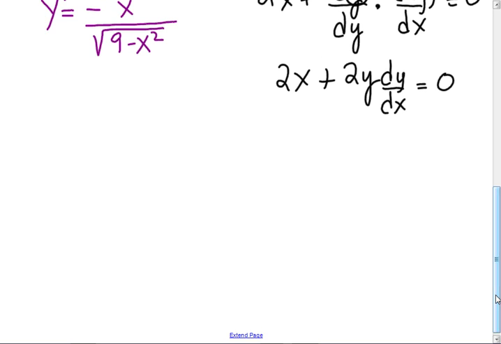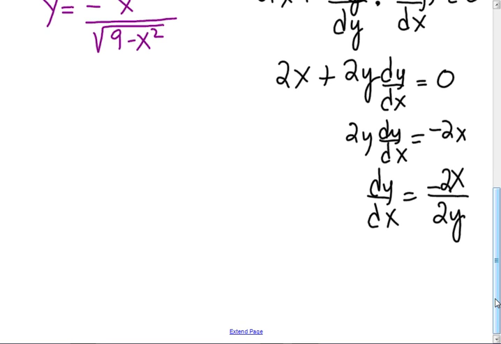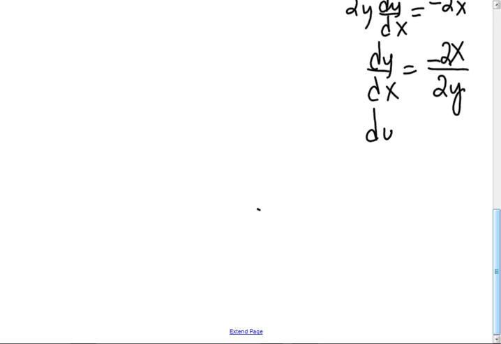Yeah. And you can solve for dy/dx. So 2y dy/dx is equal to minus 2x, right? And so dy/dx is equal to minus 2x over 2y. And what happens to the 2's? Sorry, I was going to do that too fast. So dy/dx is equal to minus x over y.